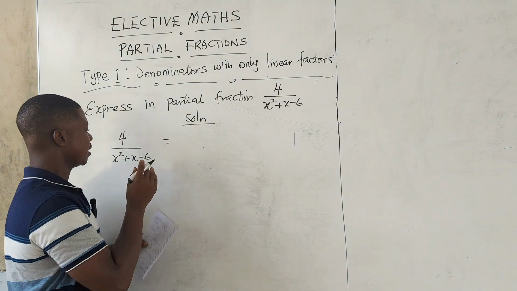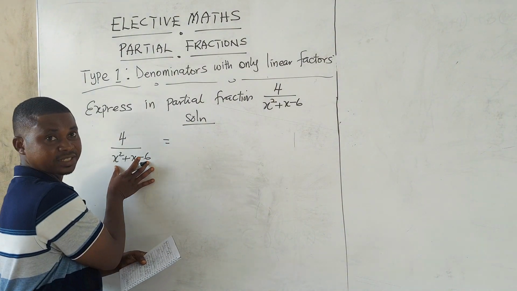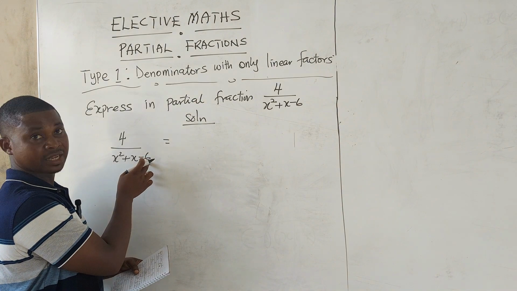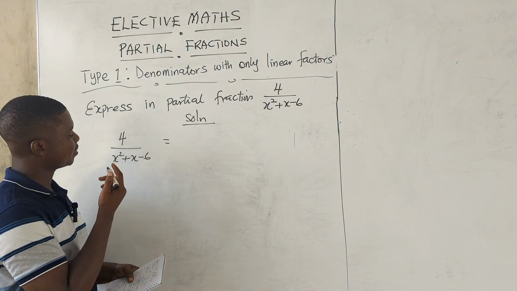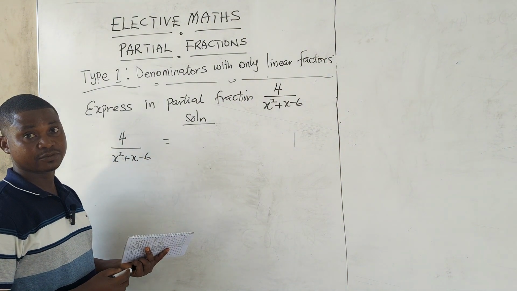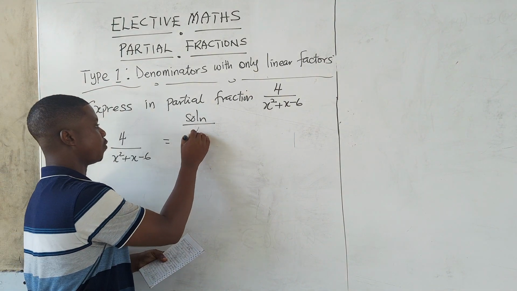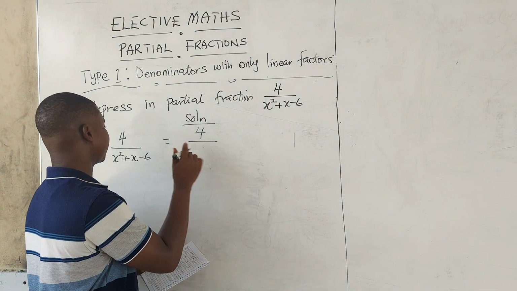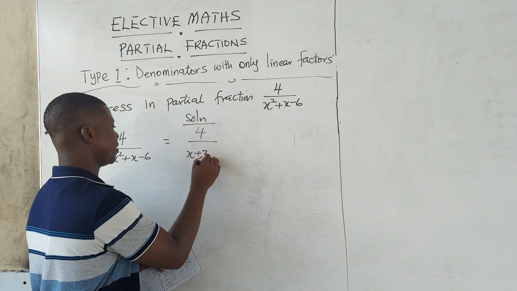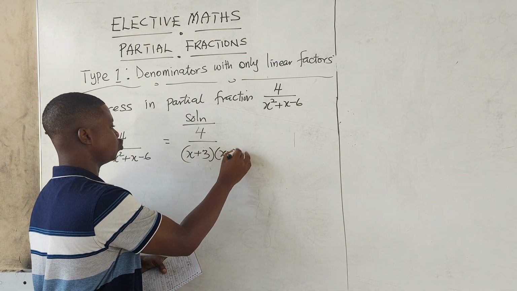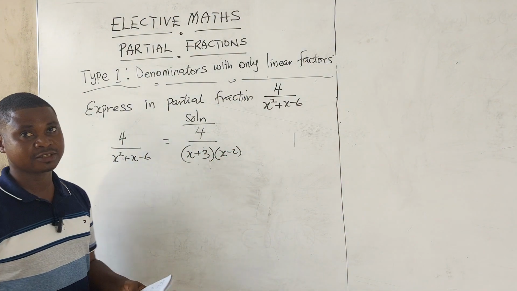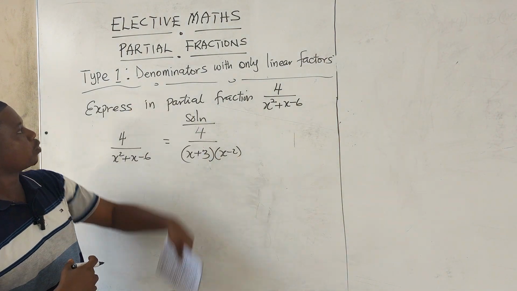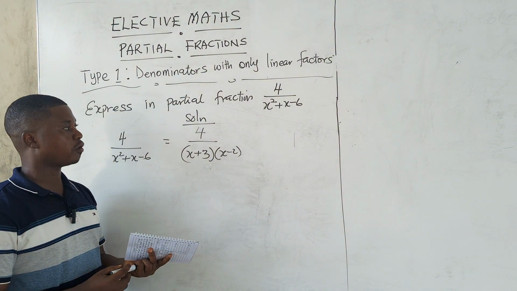With this one, we can factorize it. Two numbers multiplying to give you negative 6 and adding to give you 1 are positive 3 and negative 2. So you can write this as 4 out of (x plus 3)(x minus 2). That's what you get when you factorize it. So now we can follow the rules of type 1 to solve this.